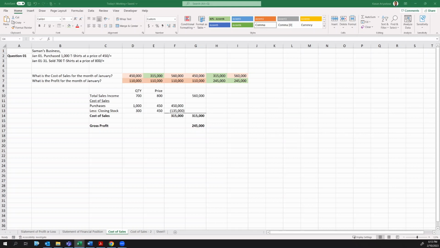The business is selling old stocks first (first in first out).